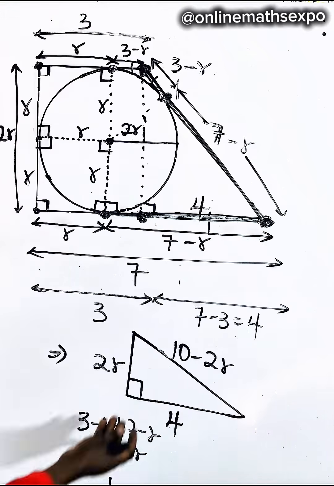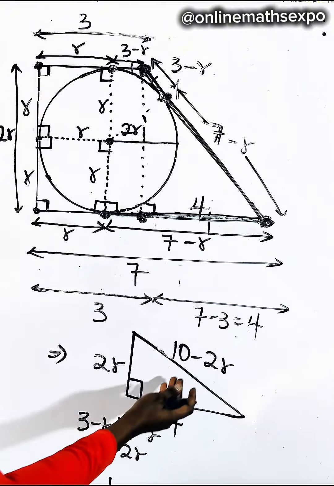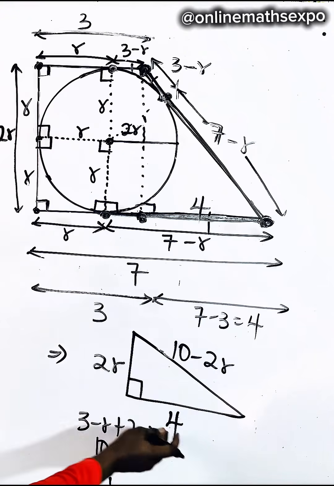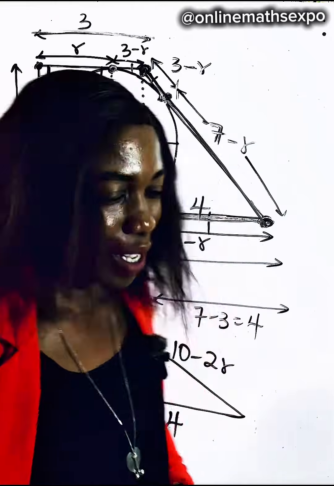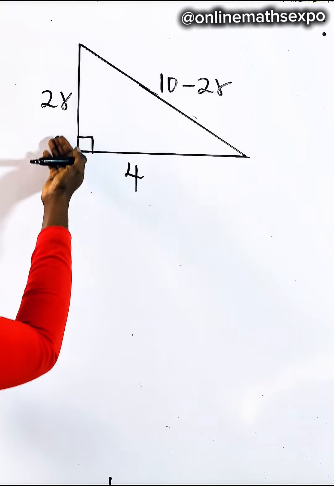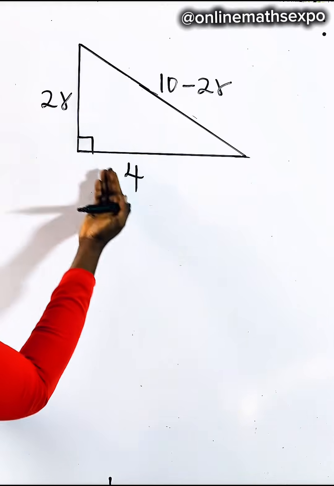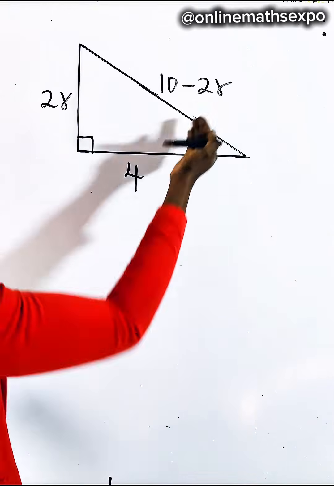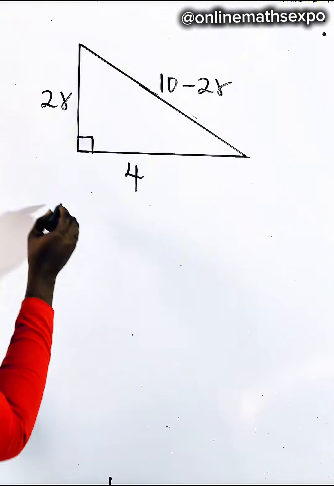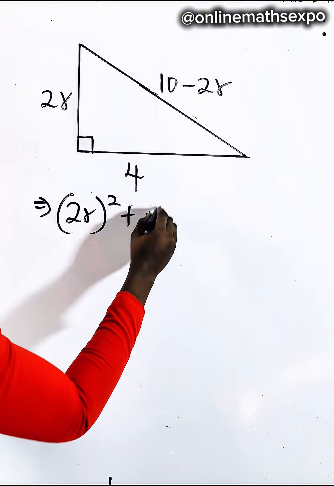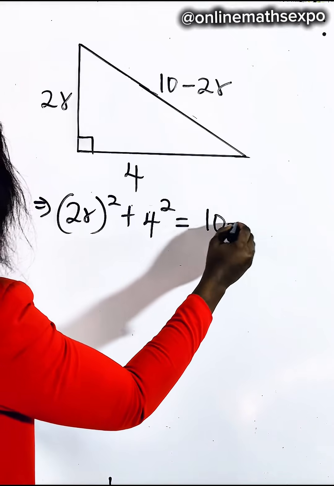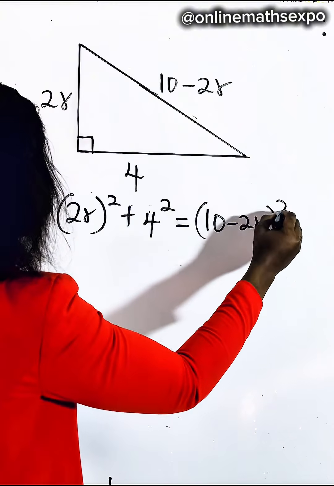Now, you see that this is a right triangle. And whenever you're working with the sides of a right triangle, it reminds you of Pythagoras theorem. Applying Pythagoras theorem, the sum of the squares of these two shorter sides should be equal to the longest side squared. So that gives us 2r squared plus 4 squared is equal to 10 minus 2r squared.